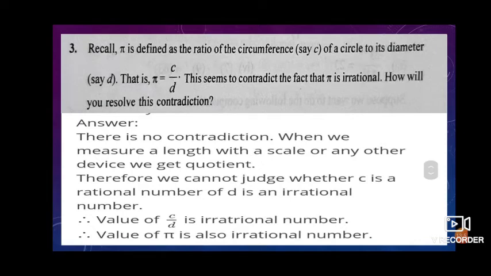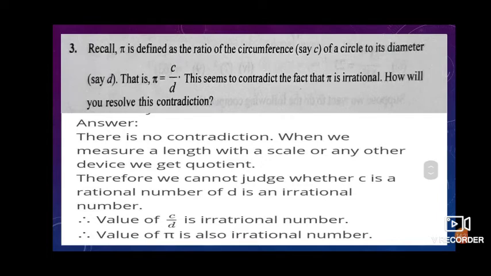Next, here is one little logical question, children. As we already discussed, pi is one of the irrational numbers. But whenever we take the circumference of a circle, what is the formula? It's 2 pi r, or else pi into d. D is nothing but the diameter.